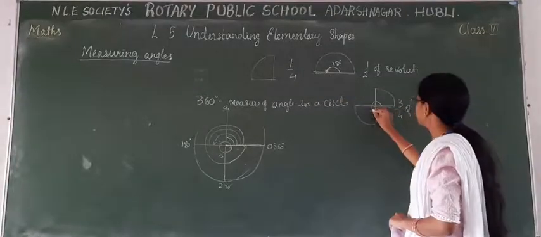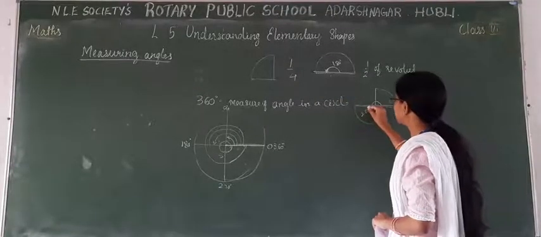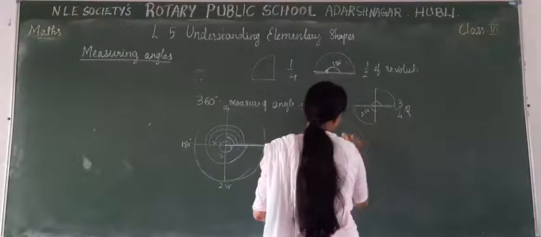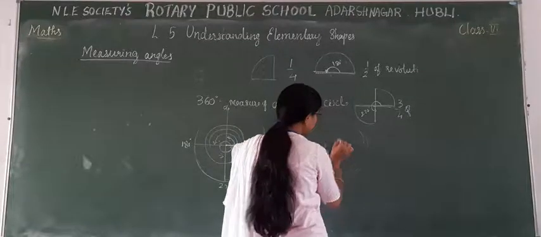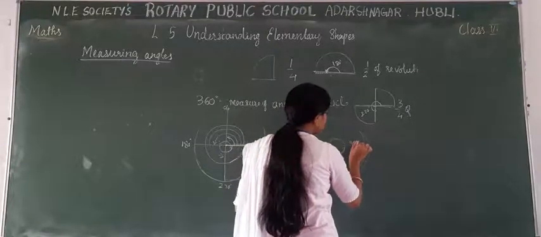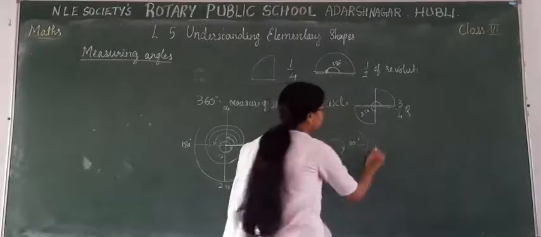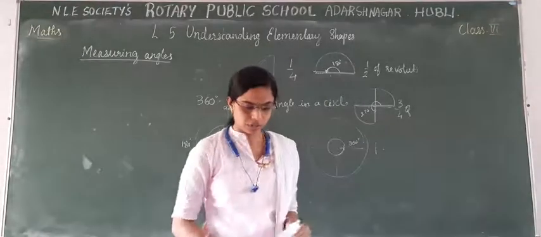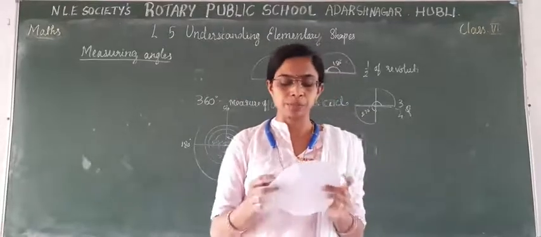And this is 270 degrees. When a circle completes one complete rotation, it will be 360 degrees. It is one complete revolution. This is how we are going to learn.